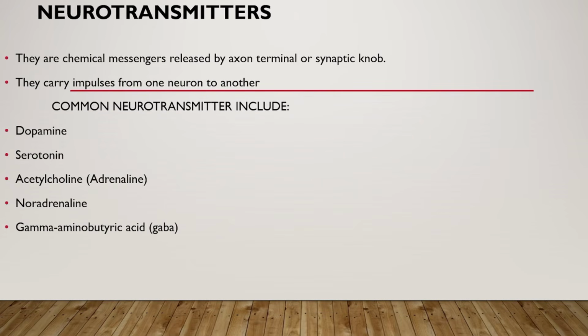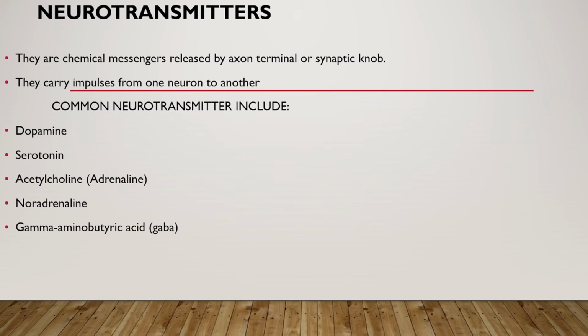Remember, we have said that neurons don't join end to end. They are joined by synapses. What happens between two neurons is called electrochemical signaling. While the electrical activity happens in the neurons, the chemical activities happen in the synapse. I repeat, electrical activities happen in the neurons while chemical activities take place in the synapse.